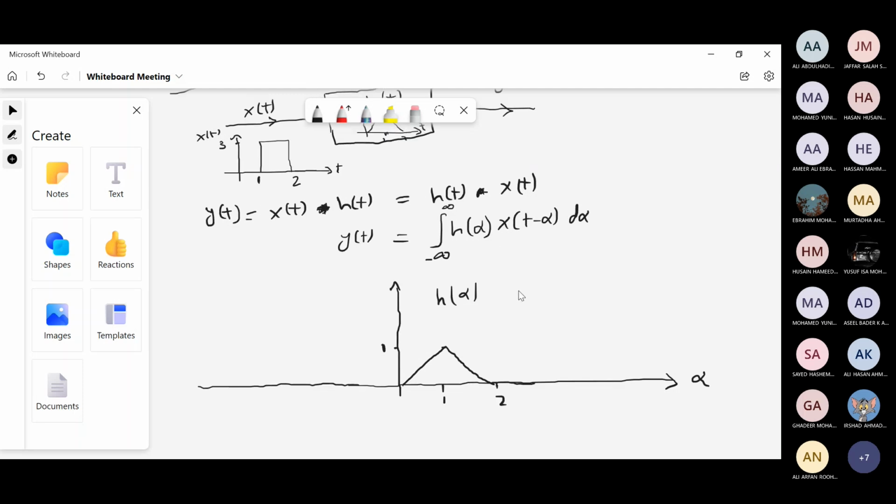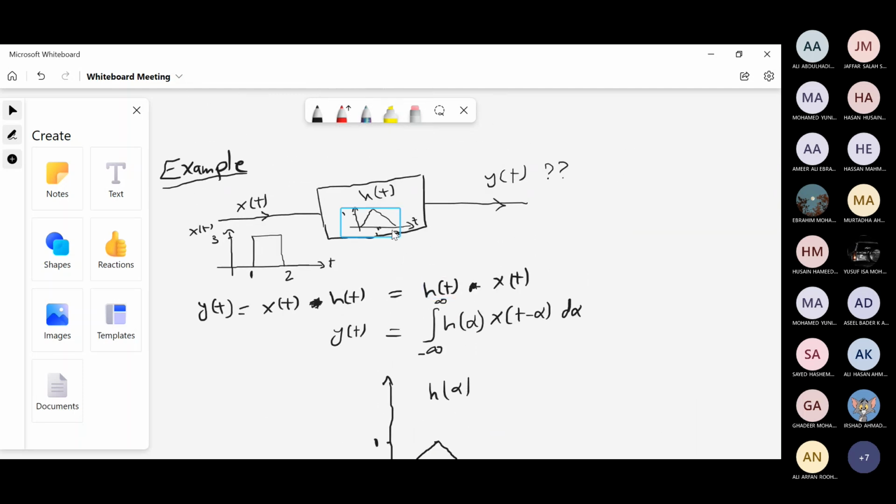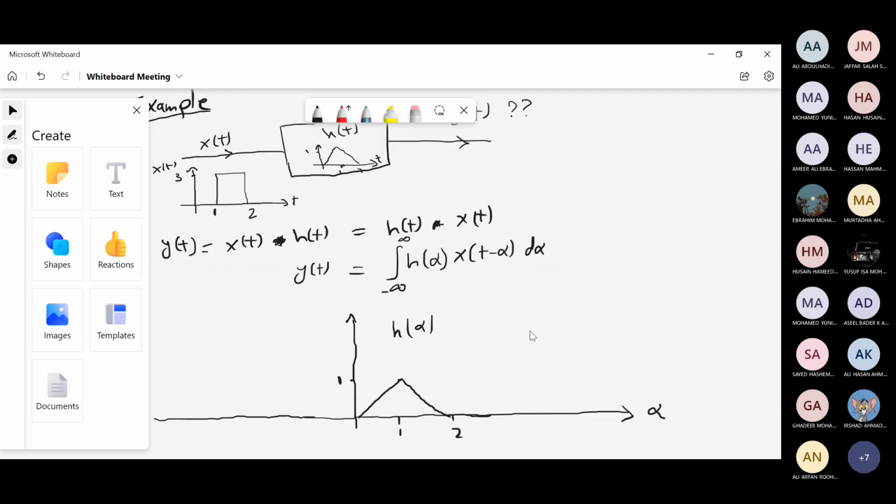So here we need to use the formula, and we need to know the function of this line and this line, because we are going to use it in the integration. So it's the multiplication of h alpha multiplied by x of t minus alpha. So we need to know the function of h and the function of x. So then writing the equation of these is very important.